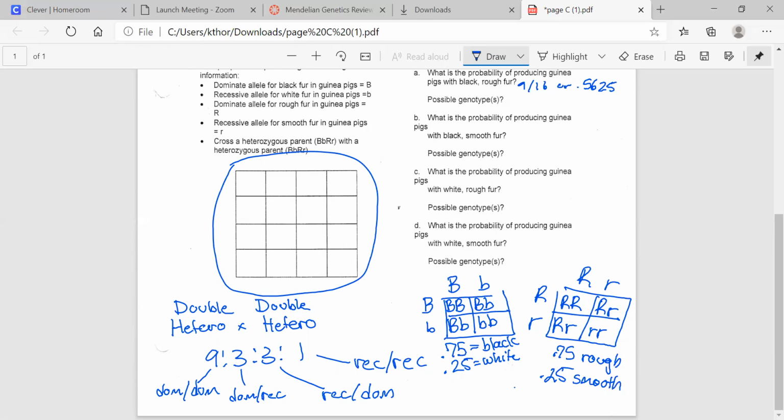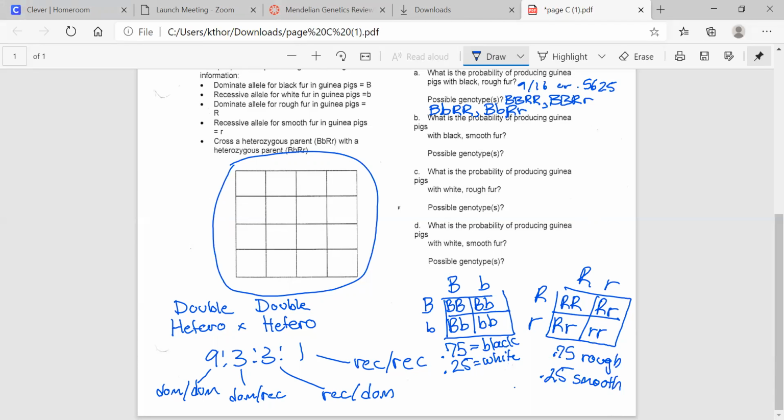The possible genotypes for a guinea pig with black fur and rough fur would be homozygous dominant, homozygous dominant, homozygous dominant heterozygous, heterozygous, homozygous dominant, or heterozygous, heterozygous. What is the probability of producing a guinea pig with black and smooth fur?